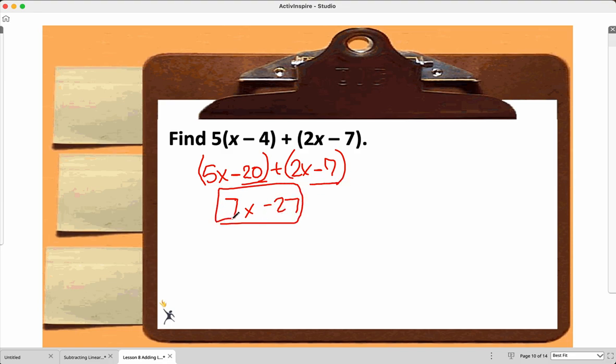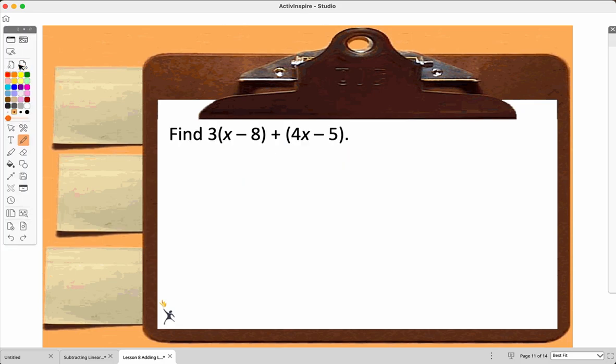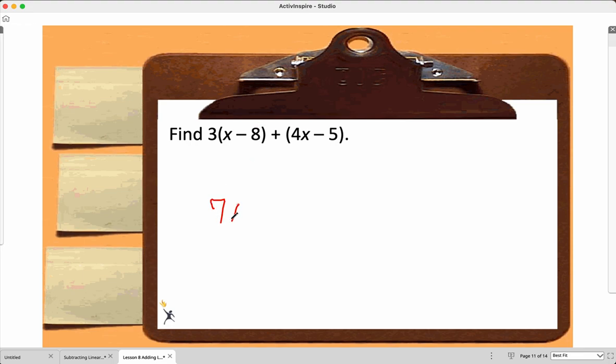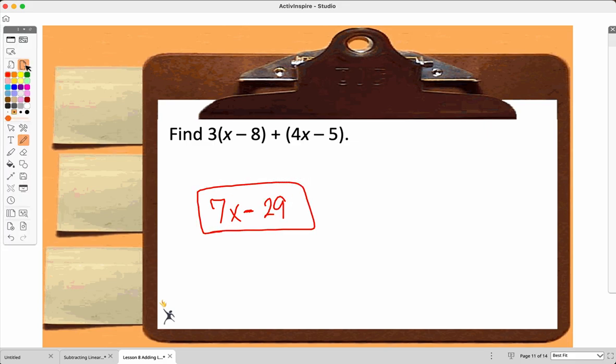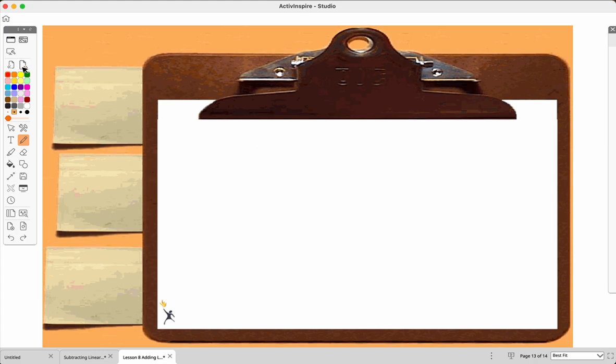All right, so you've gotten a chance to practice all these. Last time, you're going to practice on your own, and then you'll be all set. All right, so together you should have gotten 7x minus 29 as your final answer. So we've got a really good handle on how we do this.